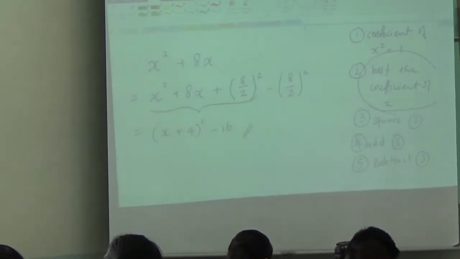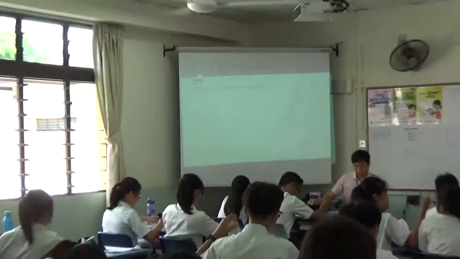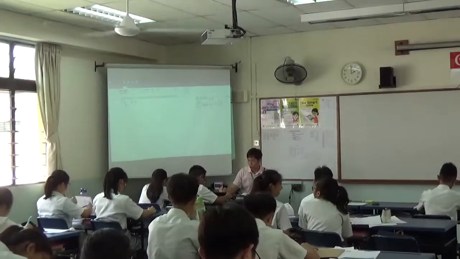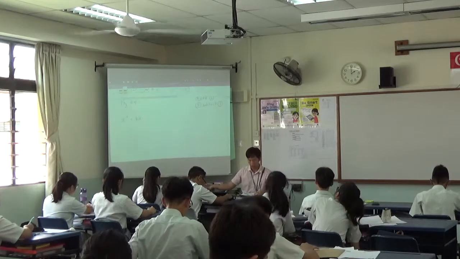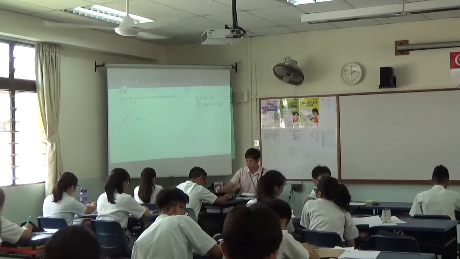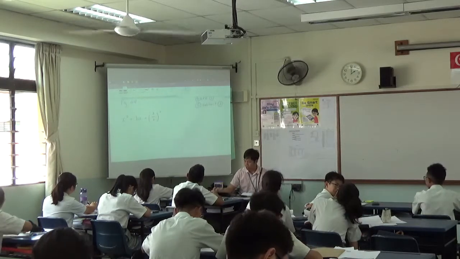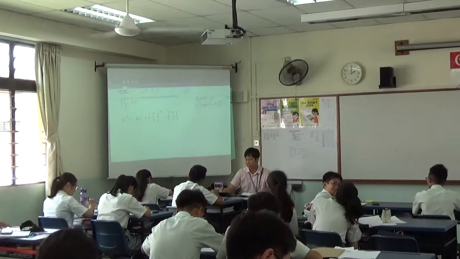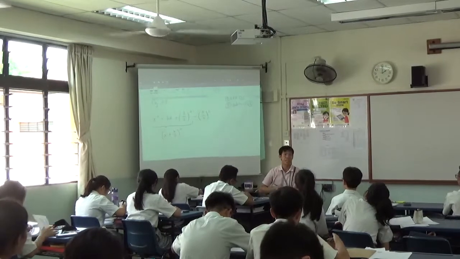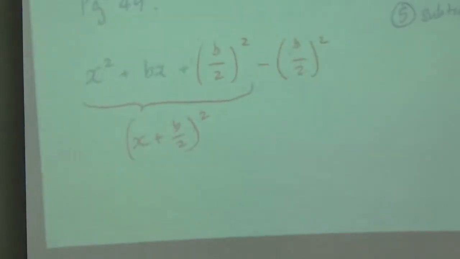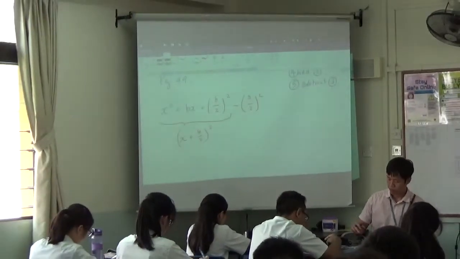You can look at page 49 of your textbook. Page 49, they summarized it for you. The process of making x squared plus bx into a perfect square is called completing the square. And we will add b over 2 squared, and we are going to subtract away b over 2 squared again. And this portion will give us x plus b over 2 squared, where b is the coefficient of x. Alright? Any questions? No, then let's do examples.